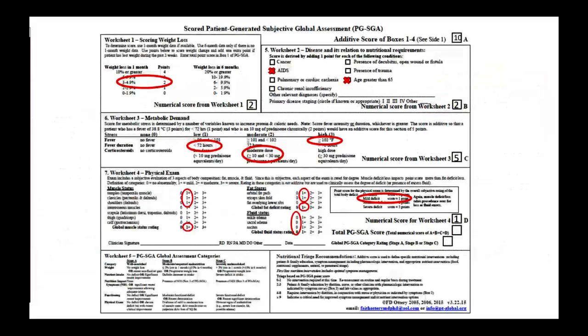Now that we have all of our scores, we can add them all together to get the total PG-SGA score. Here, here, here, and here. And that gives us 18.